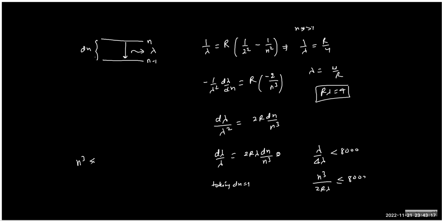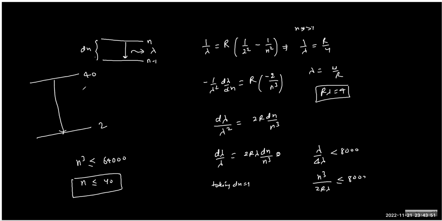So this turns out to be how much? n cube is less than 64,000, right? So n will be how much? I think 40. Yes, 40 is correct. So the Balmer series means what? 40 to 2. So how many spectral lines are possible then? How many? N2 minus N1 plus 1 C2.